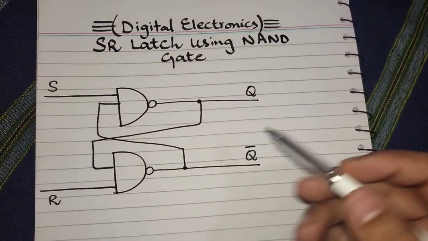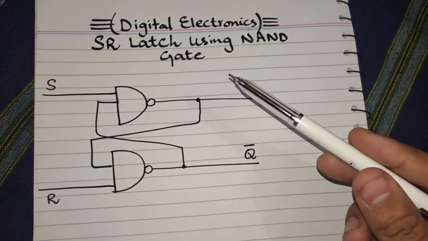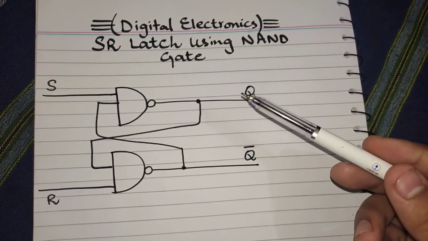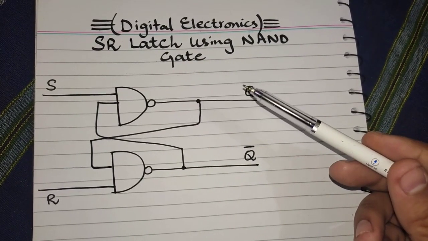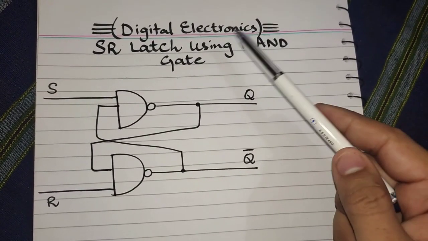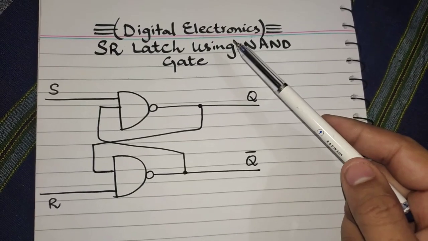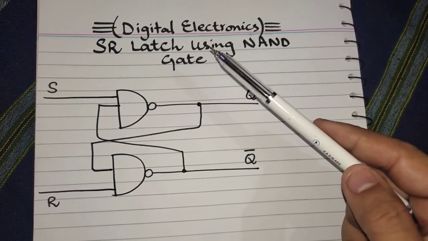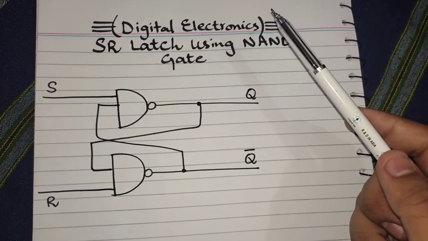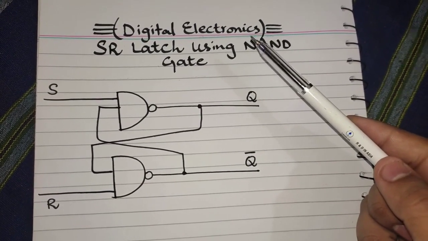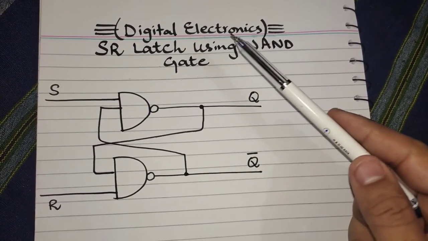So today we are going to learn about the latch circuit, which is the most important circuit in digital electronics. The subject is digital electronics, which is the second part of my video. The first part was the logic gates. In the first part I have only explained the digital logic gates. So this is lecture number 2 of digital logic design and digital electronics.